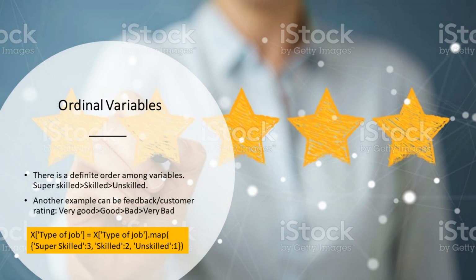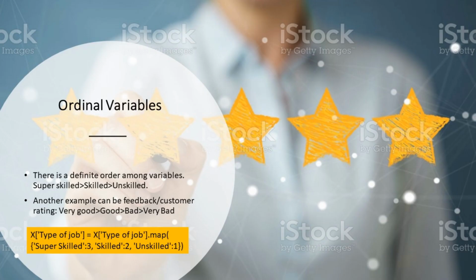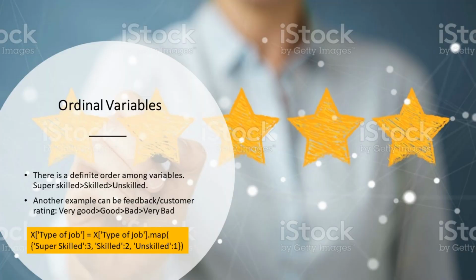So type of job is the column name, and you can just map it. If in the type of job column you get the super skilled option, then you just replace that with 3. If it is skilled, replace it with 2. Unskilled, replace it with 1. Again, 3, 2, 1 doesn't mean that super skilled is 1 unit better than skilled. No, these are simply numbers. I could even have given a number like 5 for super skilled, maybe 2 for skilled, and I don't know, 0.5 for unskilled, whatever. I could have given any number.